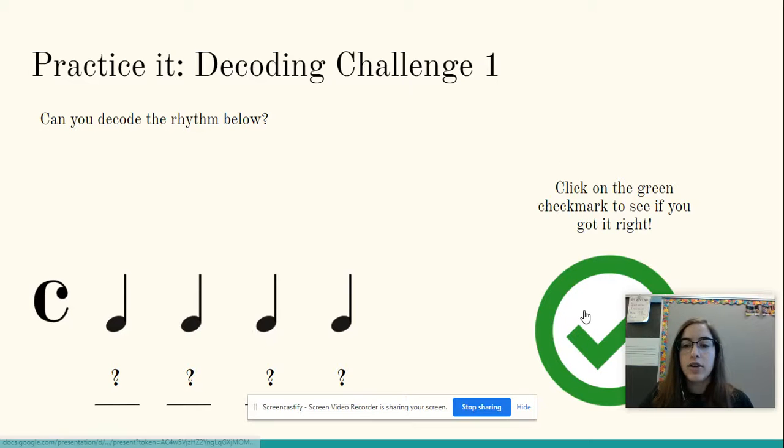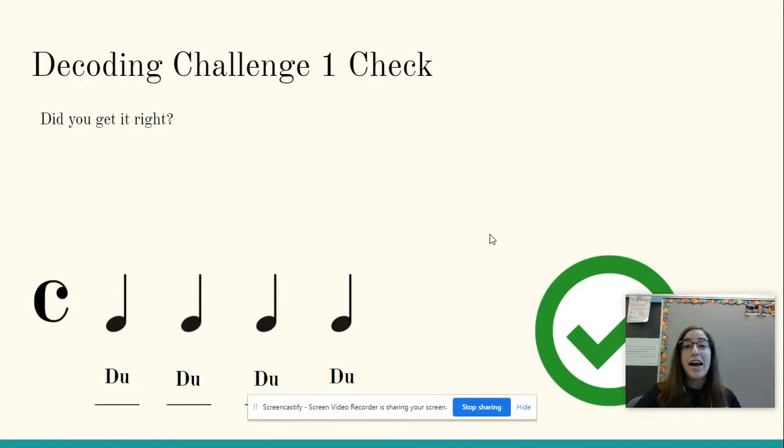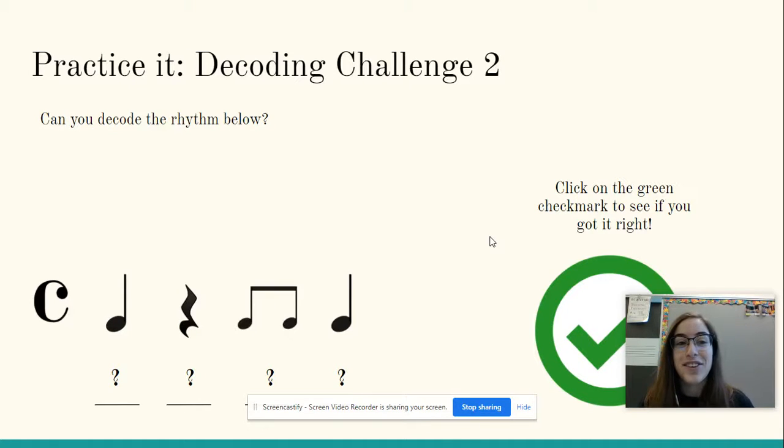Let's check to see if we got it right. Oh yeah, nice and easy. Four quarter notes, four do's. All right, that was a little bit too easy. So here is the rhythm for decoding challenge number 2. I'm going to give you guys 10 seconds to look at it. We have some different things besides quarter notes this time. You got it? All right, let's do it.